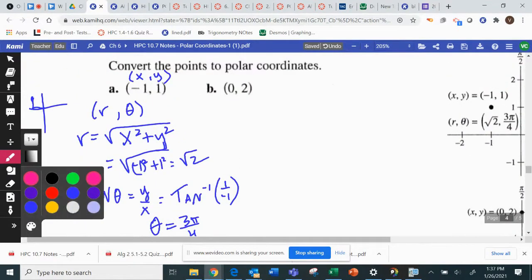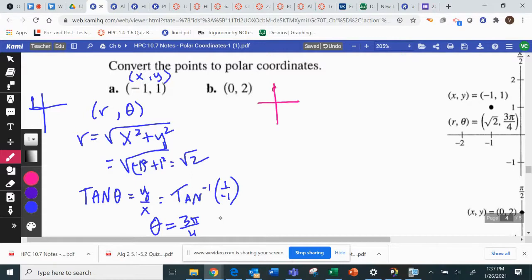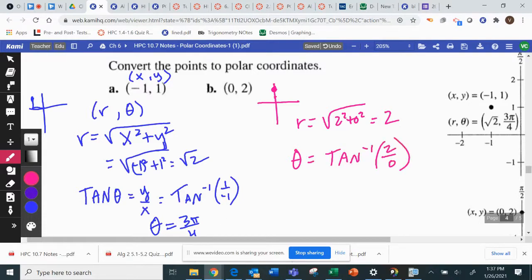So for question B, same thing. We'll do 2 squared plus 0 squared, or other way around. So I get r is 2. And then theta, I'm going to do tangent inverse of 2 over 0. Now, I am writing this tangent thing down, but I already know the answer by looking at the picture I drew. What's theta?